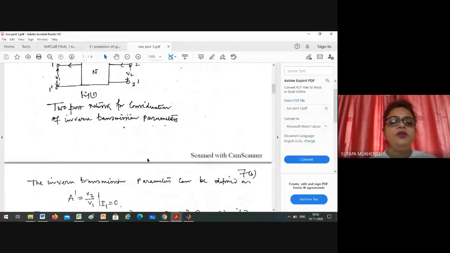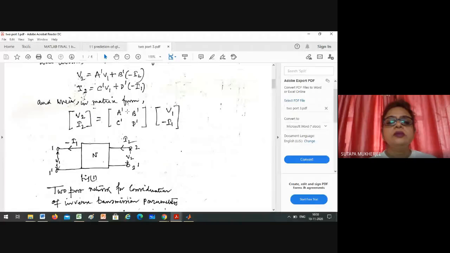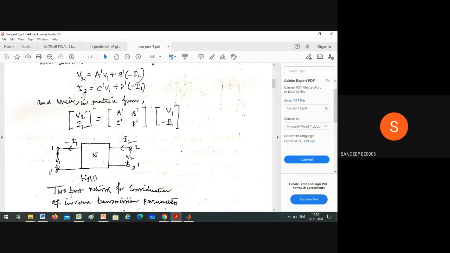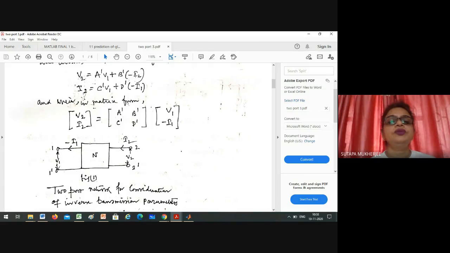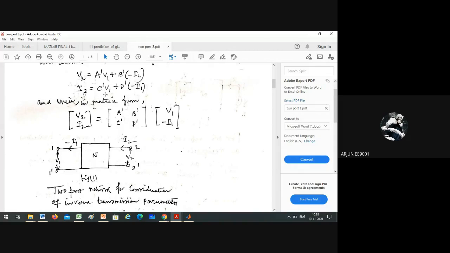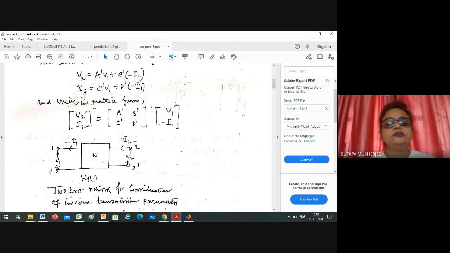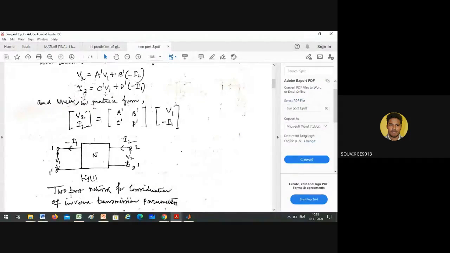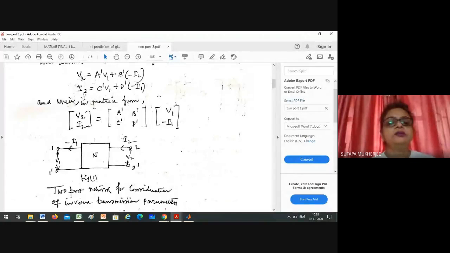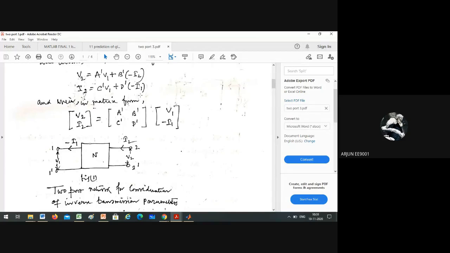Now come here. So what is A dash? A dash will be equal to V2 by V1 when I1 equals 0. Similarly, what is B dash? V2 by minus I2 when V1 equals 0. Not I2, it is I1. It is wrong. V2 by minus I1 provided V1 is 0, right? Yes, ma'am. Okay. Then what is C dash? I2 by V1 provided I1 equals 0, right?